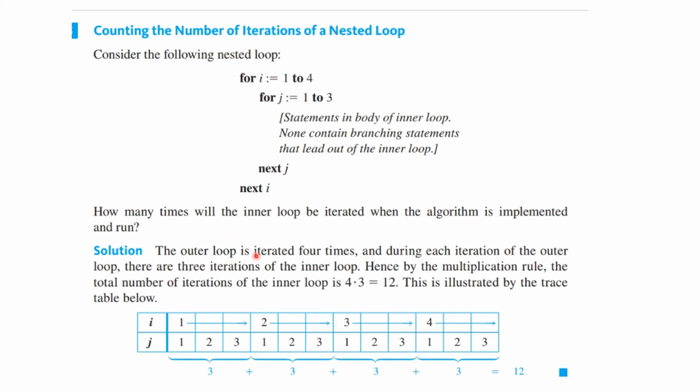And the solution is the outer loop is iterated 4 times, and during each iteration of that, the inner loop has 3 iterations. So the answer is 4 times 3, and here is a trace table shown down here for i's and j's, and you can count that, and you will get 12.